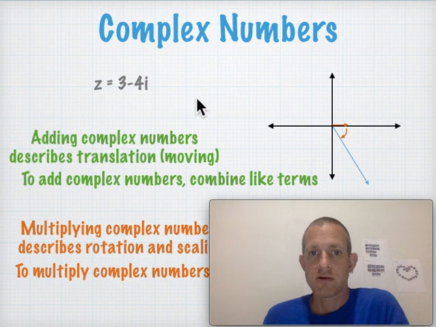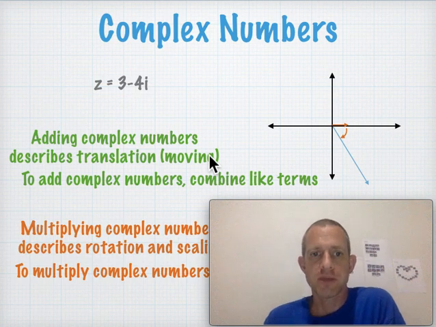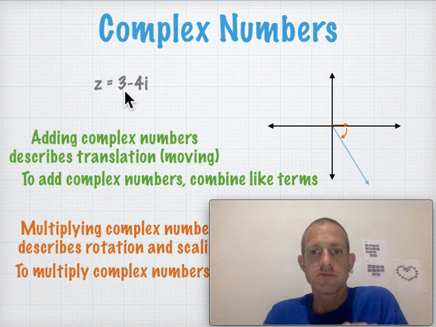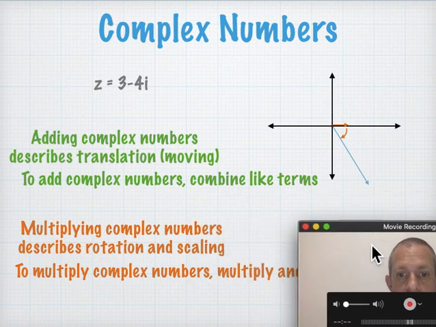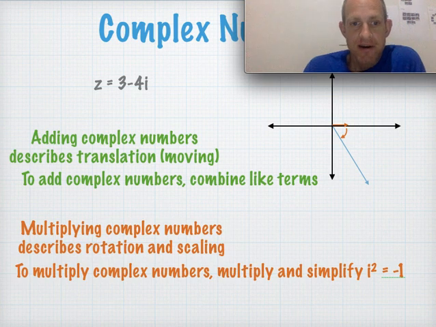And the real power in complex numbers is that by adding or subtracting or multiplying complex numbers, you can describe motion. Adding complex numbers, which is super easy to do, you simply combine the real parts and the imaginary parts, just like they were variables, combining like terms. That describes motion, just moving, translating. And multiplying describes a combination of both rotating and scaling, making something bigger.